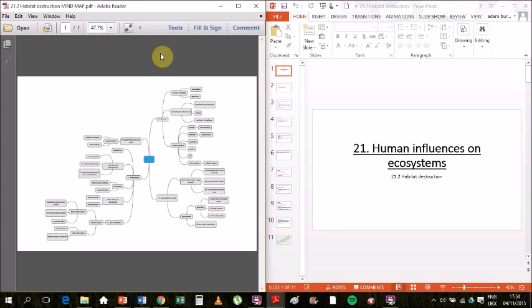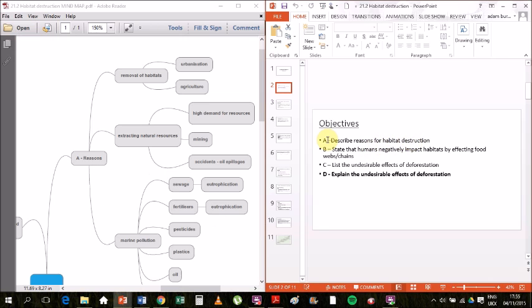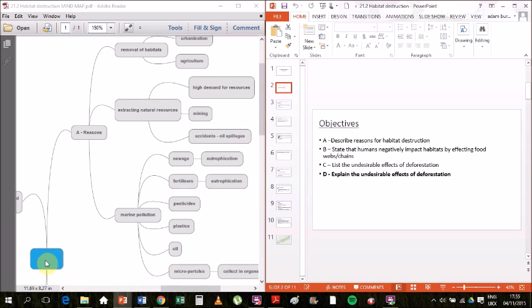Okay, and the next topic I want to talk about is still topic 21, but 21.2, and that's habitat destruction. So about how habitats are destroyed. Only 4 objectives this time, and the first one is to describe the reasons for habitat destruction. Now, on this mind map, there's actually no title for the topic, but it is 21.2 habitat destruction. All of this is on the Google Drive for you to access now.